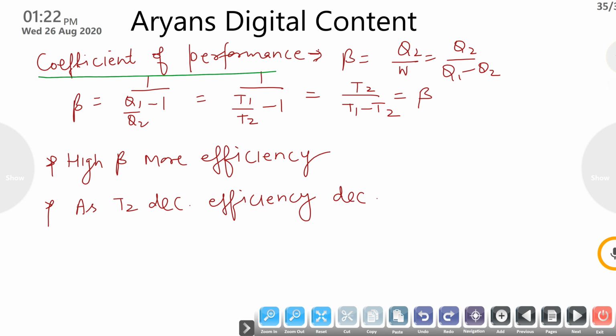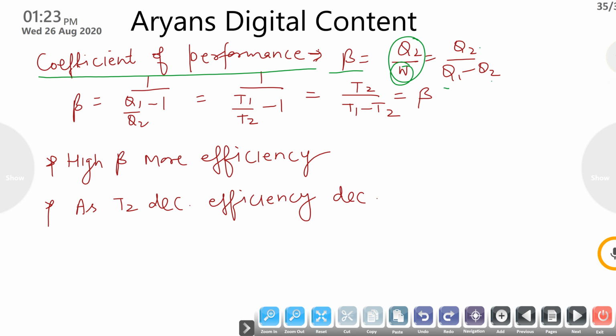Now, the coefficient of performance of the refrigerator. Coefficient of performance is just similar to efficiency and it is given by beta. This is the amount of heat removed from the inside material, that is Q2 taken from the inside materials, and W is the work done. So, it is Q2 over Q1 minus Q2.